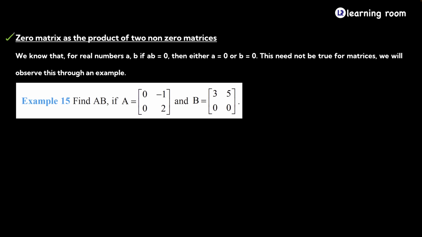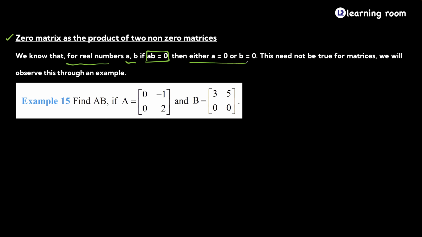Zero matrix as product of two non-zero matrices. So how will you get a zero matrix as the output of a product of two non-zero matrices? We know that for real numbers A and B, if AB is equal to 0, then what can you conclude? If the product of two real numbers is 0, when is that possible? Only when either A is 0 or B is 0, right? That is with respect to real numbers. A should be 0 or B should be 0.